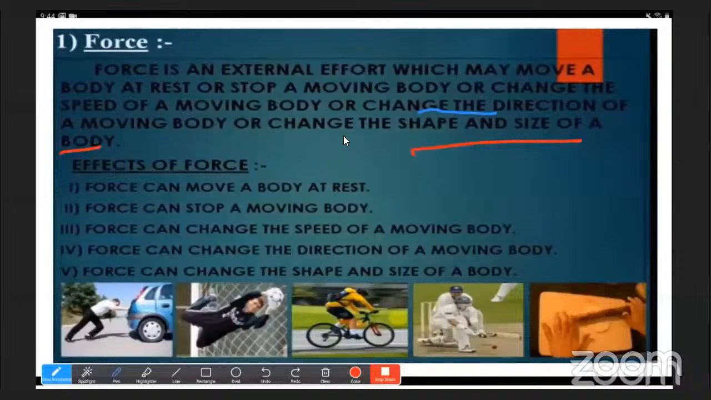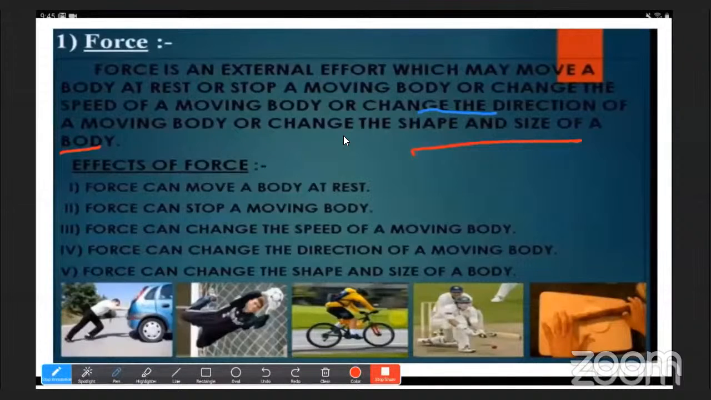Here what I am saying is this is an external force. Force may move a body at rest. If we apply any force to a resting body, the resting body will move. Or by applying force to a moving body, it may come to stop. So by applying force, we can move the object and we can make a moving object stop.